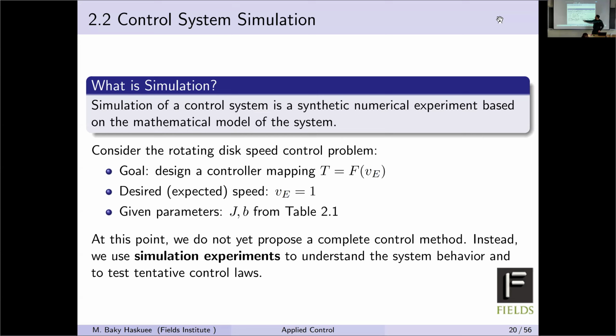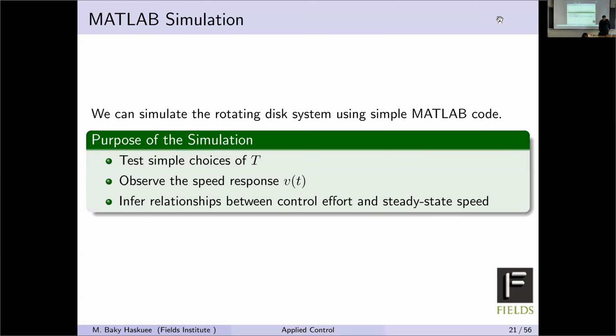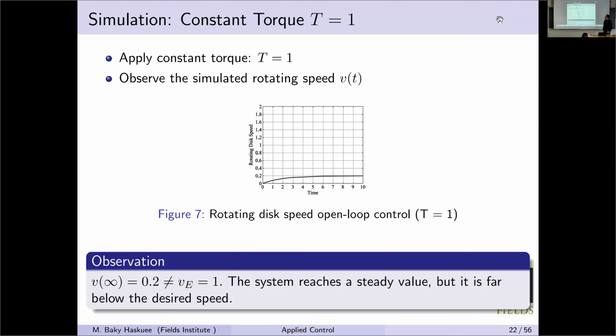So here we assume that J and B are given from the table that I showed you, and this is the mapping that we have. Okay, this is a simplified mapping. So let's go for the simulation, and then we will use the MATLAB code. I use MATLAB for T equal to 1. This is the torque of the motor, and I assume that it is constant at 1.